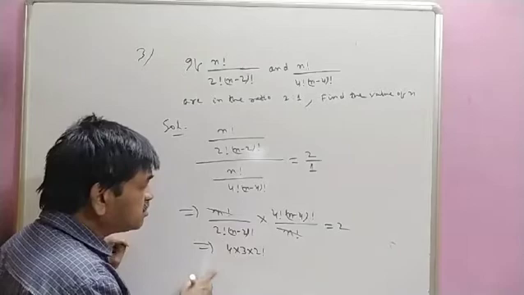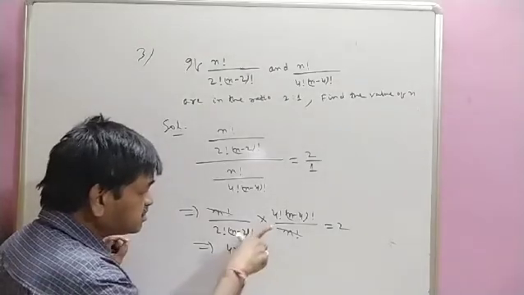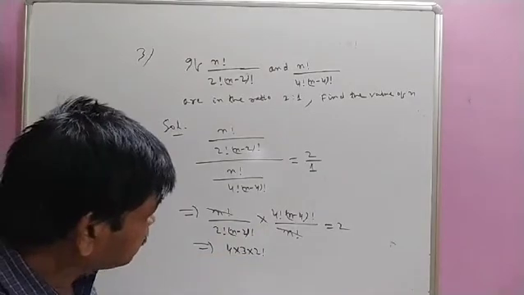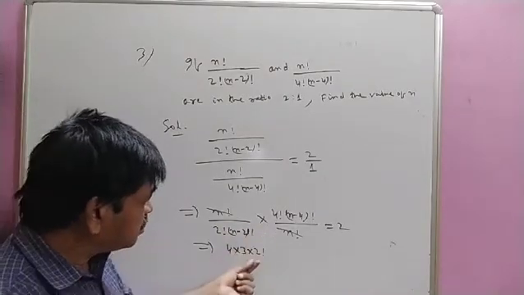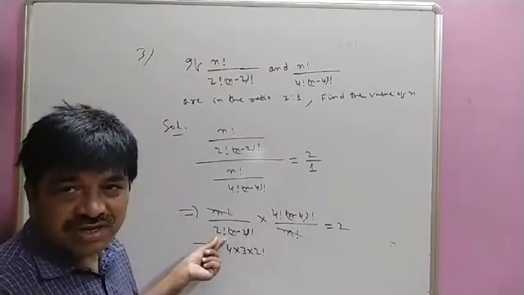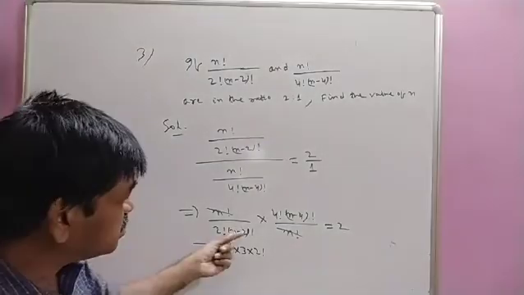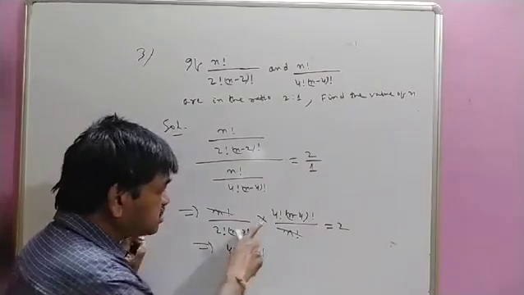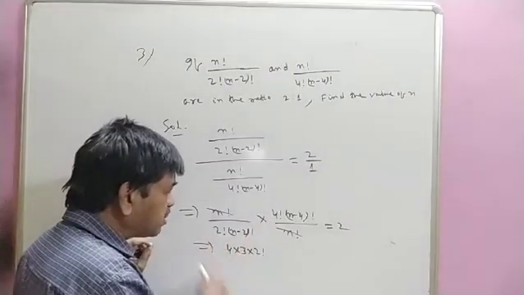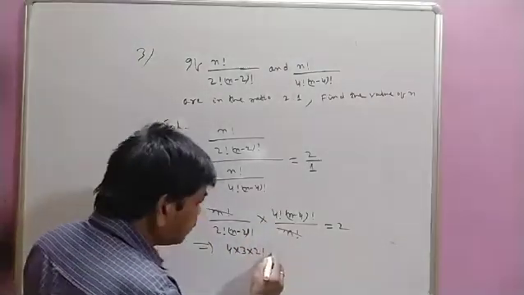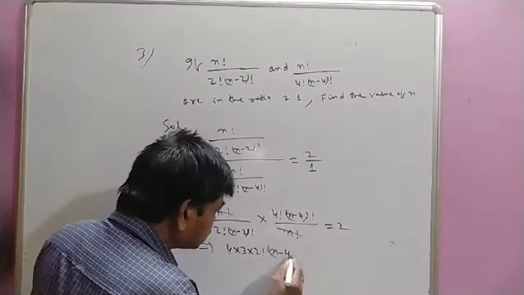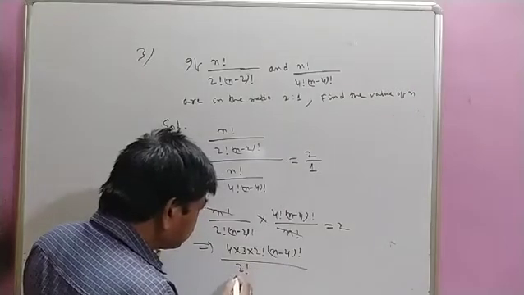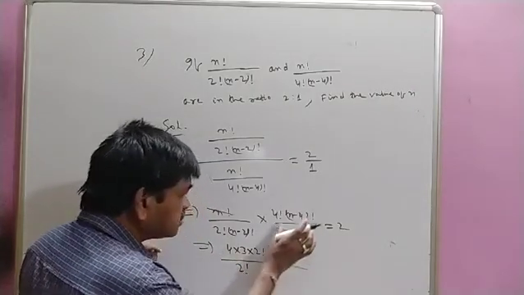Now I can write the numerator: here is 4 factorial, so you can write 4 into 3 into 2 factorial. Why? Because here is 2 factorial, which is smaller than 4 factorial, so this 2 factorial we keep as it is in the denominator, but the 4 factorial we write in terms of 2 factorial. Then it is n minus 4 factorial. So we write n minus 2 factorial as an expression of n minus 4 factorial.